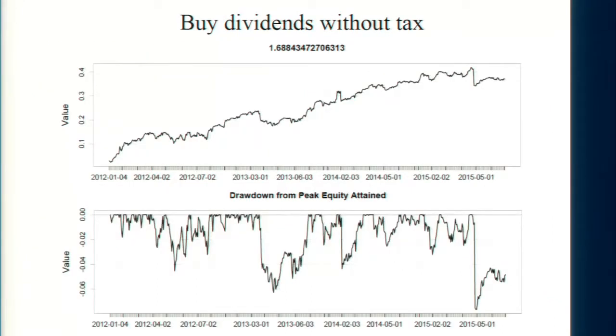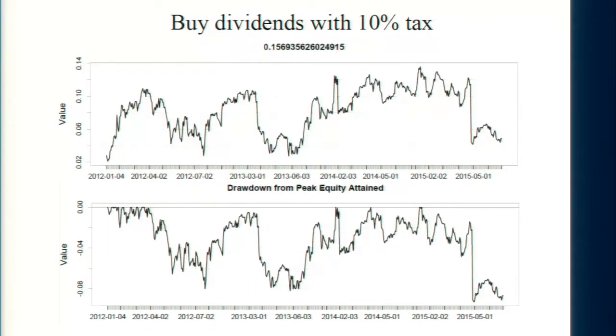So if we think that tax is 0 for us, such a strategy would be great, with a Sharpe ratio equal to 1.6. But what if our tax were 10%? The picture changes. In this situation, it's not such a great strategy, as you can see, and the Sharpe is near 0.